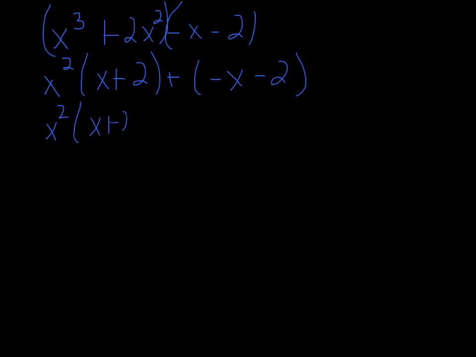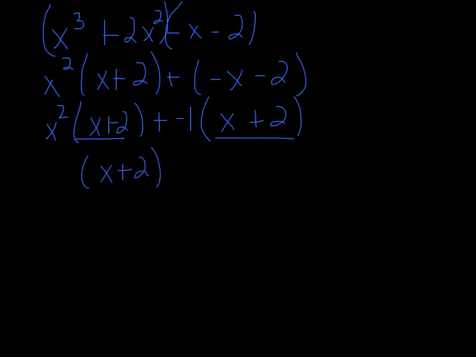What you could do is factor out a negative 1. If I pull negative 1 out of that, it changes all my signs, right? So my negative x becomes positive x, and my negative 2 becomes positive 2. And look, now I have common factors. So if I pull out my x plus 2, I'm left with x squared, and instead of writing plus negative 1, I'm just going to write minus 1. Now, hopefully you're paying a little bit of attention here, and you might have noticed something.